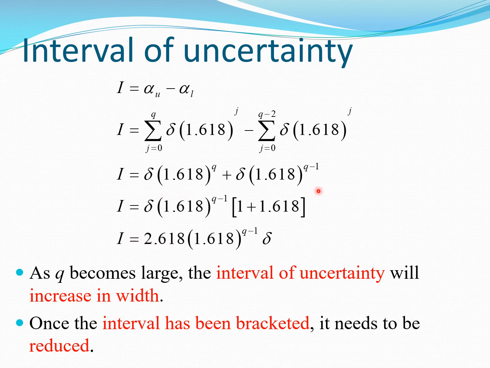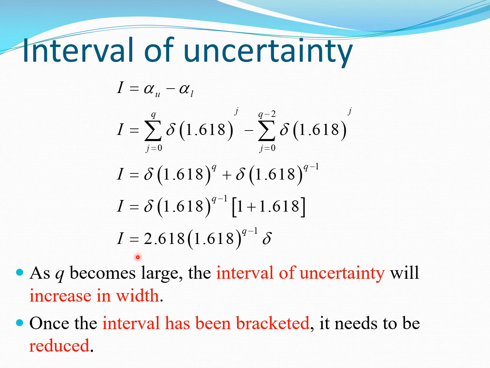So now we can further simplify this by bringing out delta times 1.618 to the power q minus 1, and so we get 1 plus 1.618, and therefore I comes out to be this particular expression, which is a function of q and delta. Now here you can see that as q gets larger, I would increase in width. So this is what I was saying about the intervals becoming progressively larger as you go forward in the x domain or alpha domain. And the second fact is that this interval has now been bracketed to this level, and of course it would also depend on the delta value you have selected.